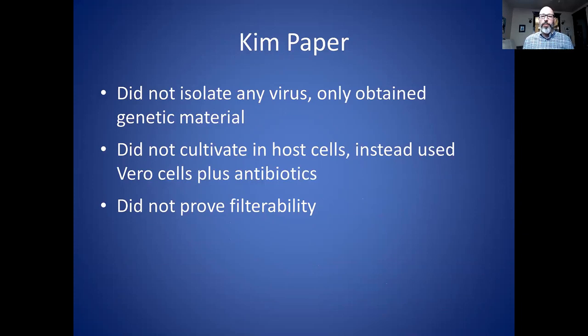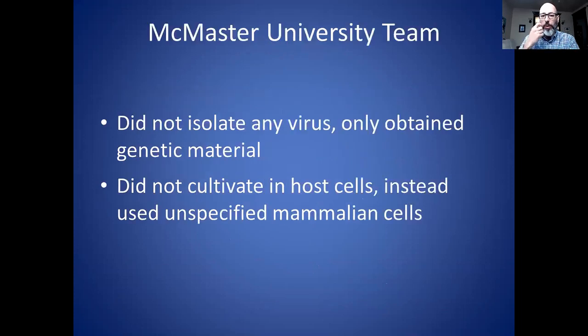Now, the third paper is a little bit more problematic, but I'll get to that in a second. But if you look at the methods, once again, they did not isolate any virus. Once again, they did not cultivate in host cells. They used vero cells and antibiotics and did not prove filterability. However, I want to describe the McMaster team first because, like I said, they don't have a published paper, so I can't say a lot, but they did describe their methods a little bit on their website. And once again, they did not isolate a virus, and they also did not cultivate in host cells. They're using some other kind of mammalian cells, which is the same procedure every group is using.